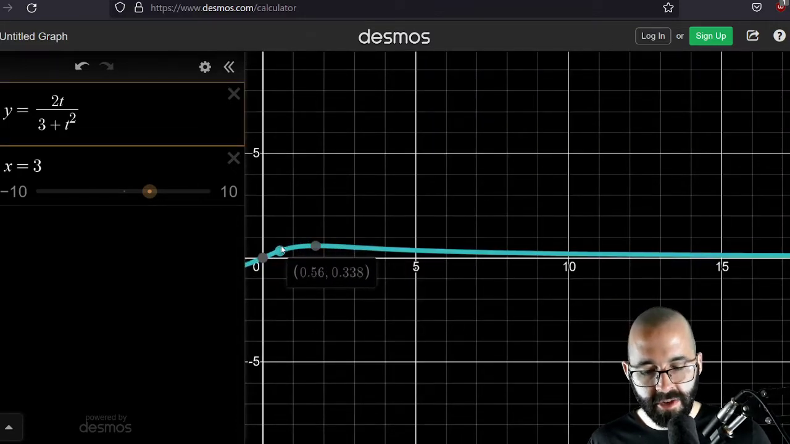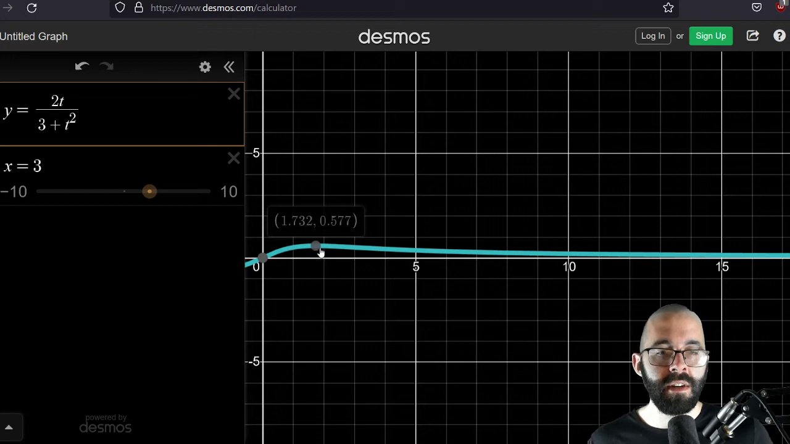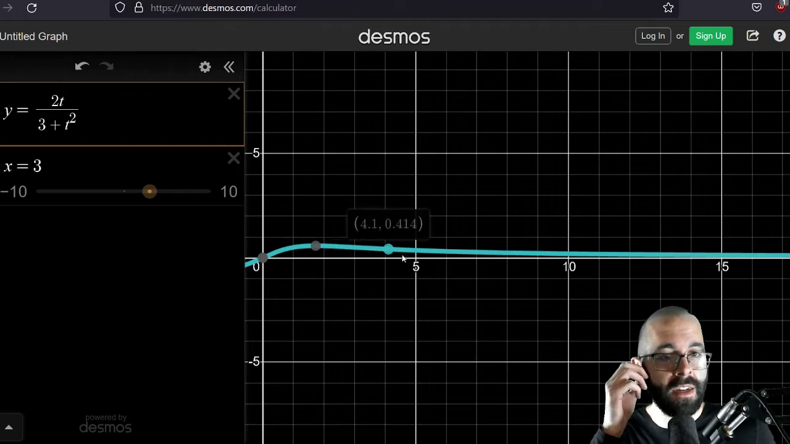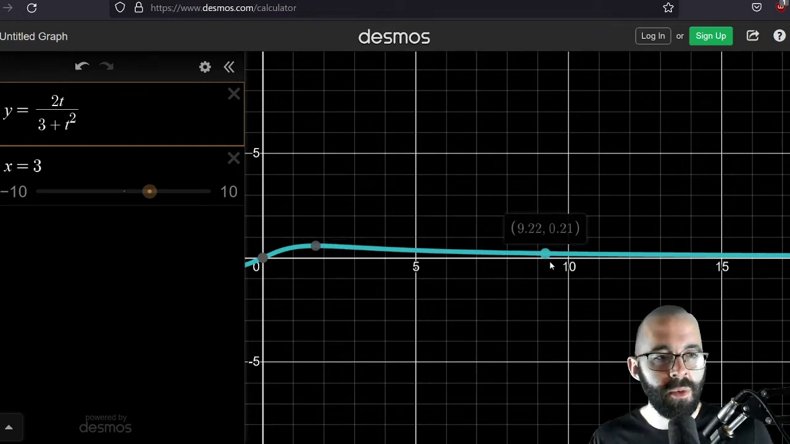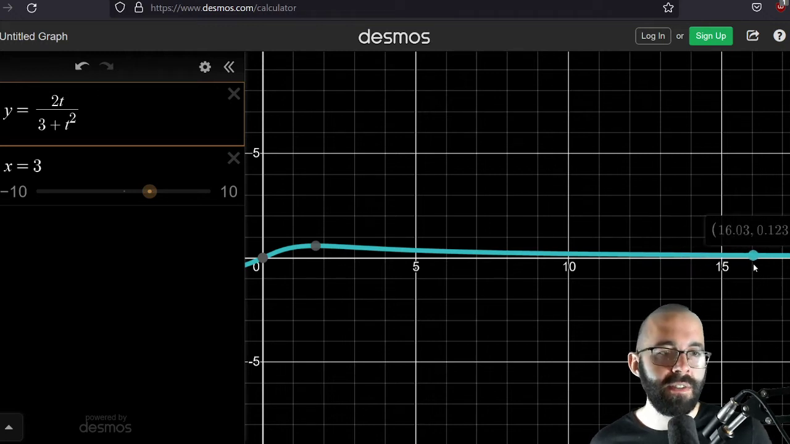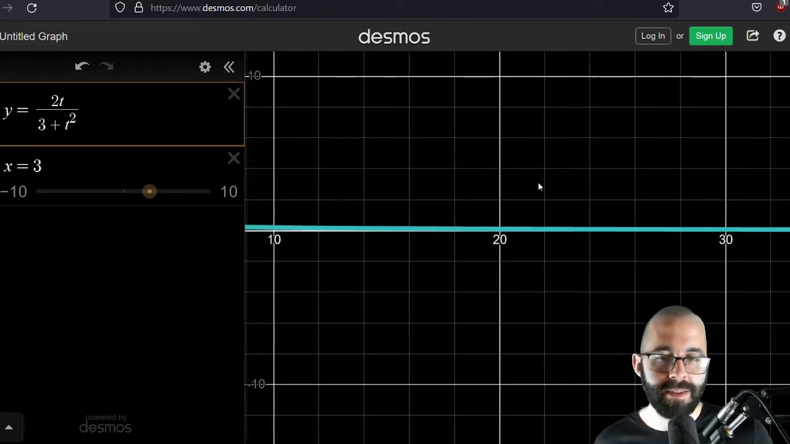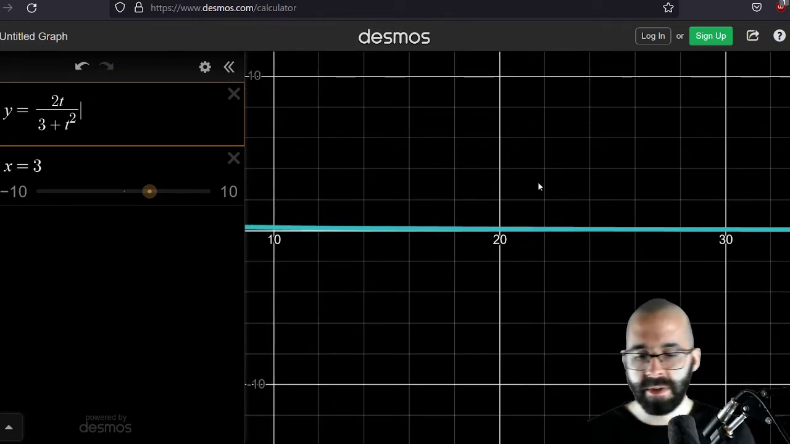Notice how it's increasing. The concentration of the drug's increasing for a while. Maybe they're having regular injections, or maybe something's getting dissolved. It's like a pill or something, and it's getting dissolved over time, but eventually it gets flushed out of the bloodstream or whatever. And this concentration is just going to 0, right? It takes a while, but eventually as time really moves on, the concentration gets smaller and smaller and smaller. Okay.